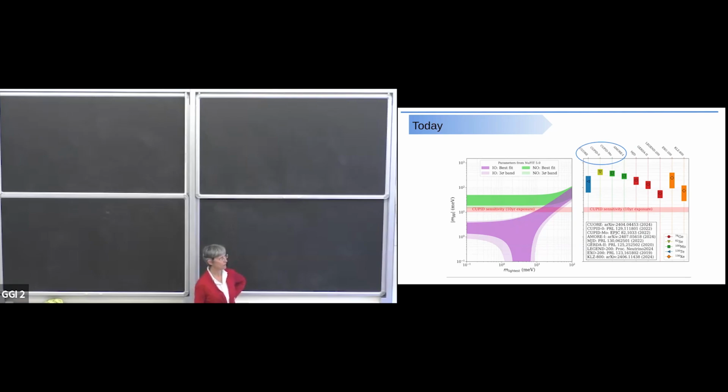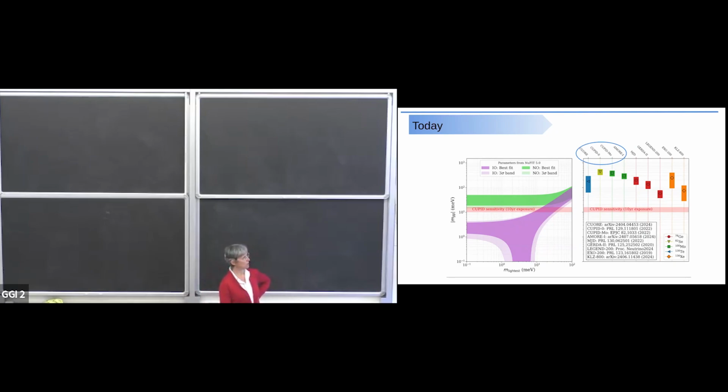I remind you that this bar is the translation of the half-life limit that you set once you look at the result into this parameter that is the Majorana mass of neutrino, and the width of the bar is due to nuclear matrix element spread. So it's not exactly an uncertainty, it is a spread according to the different nuclear models.